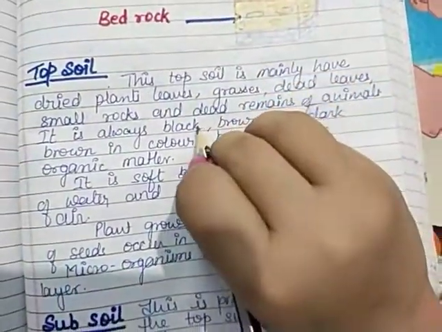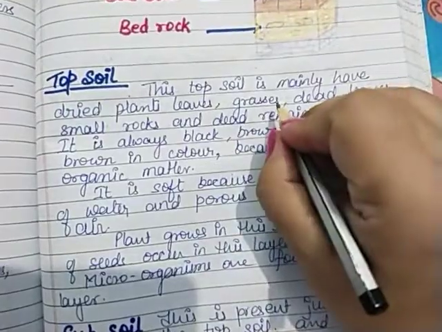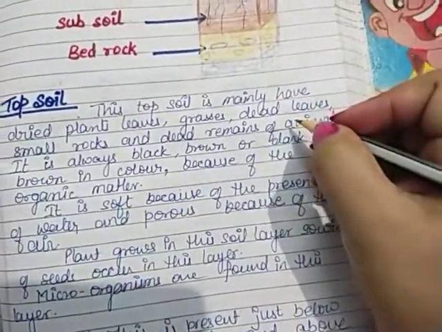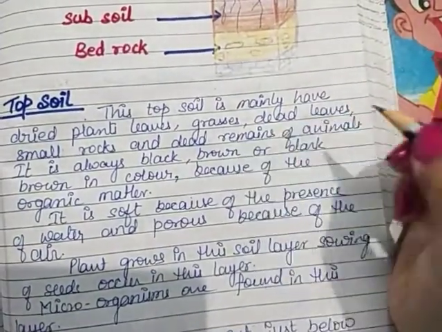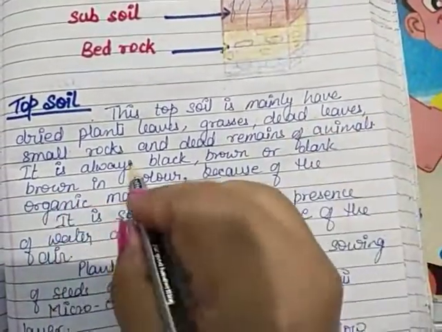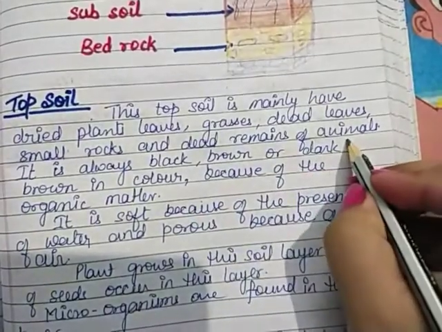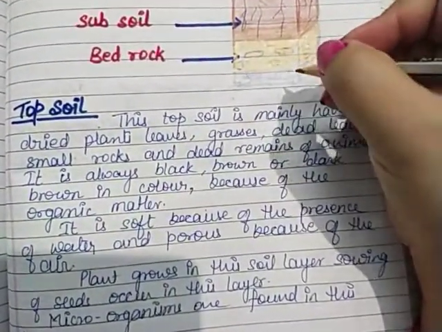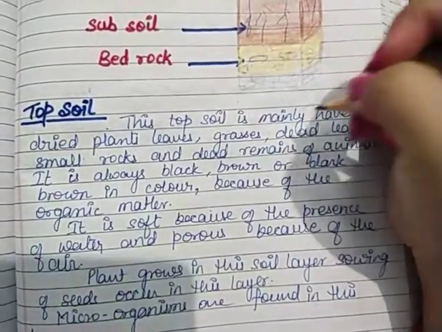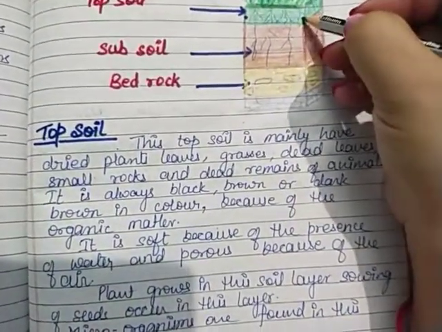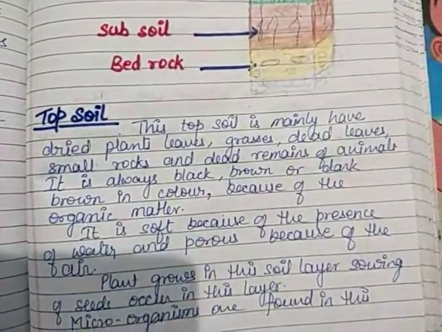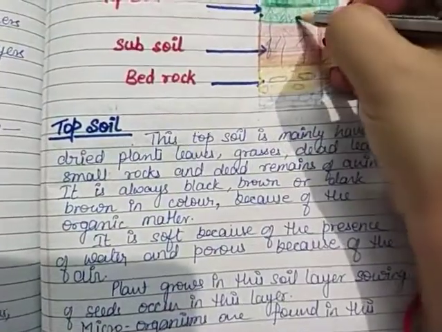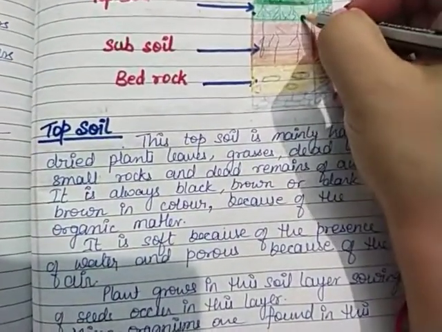So basically this topsoil mainly has dried plant leaves, grasses, dead leaves, small rocks, and dead remains of animals. It means all the living part is basically present or found in the topsoil. After the death of a living creature, it is also found in the same topsoil.